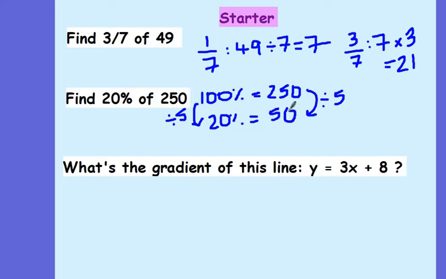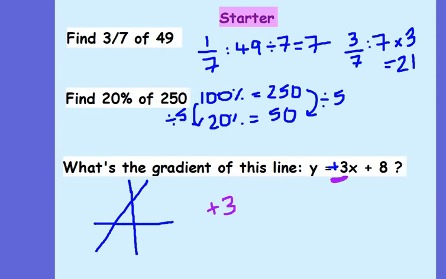And finally, what can you remember about graphs? What's the gradient of this line? y equals 3x plus 8. Well, this line is going to look something like, if I drew a quick graph, something like that. It's going to be a straight line. And the number in front of the x is positive, so it's going to be a positive gradient. The gradient of a line is given by the number in front of x. So the gradient of this line is just positive 3.